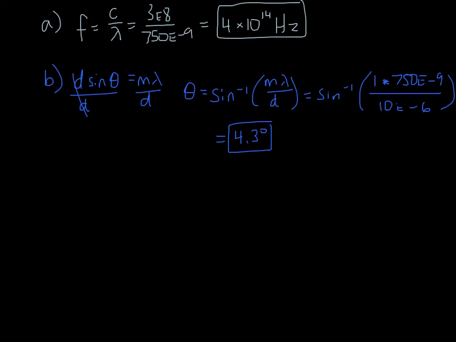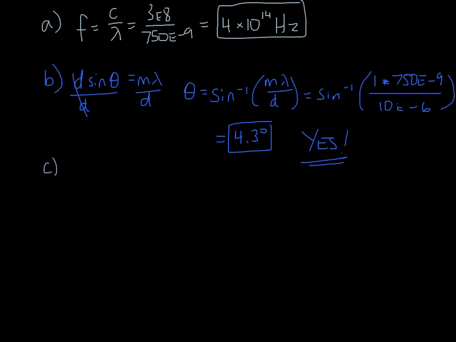I usually say the general rule is about 10 degrees or less you can use a small angle approximation, so we'll say that yes, we can use it. For part C, determine the width of the central maximum.